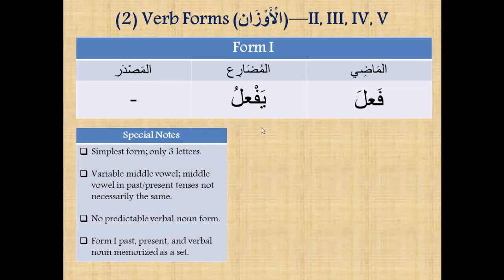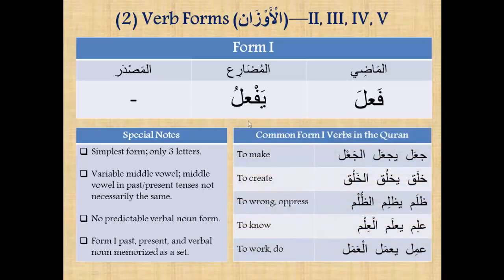To the bottom left-hand corner, I will have a list of special notes. These are special observations about characteristics or traits unique to this particular form. And then to the bottom right-hand corner, I will have a chart displaying common verbs of that form found in the Quran. So let's begin by reviewing form 1.